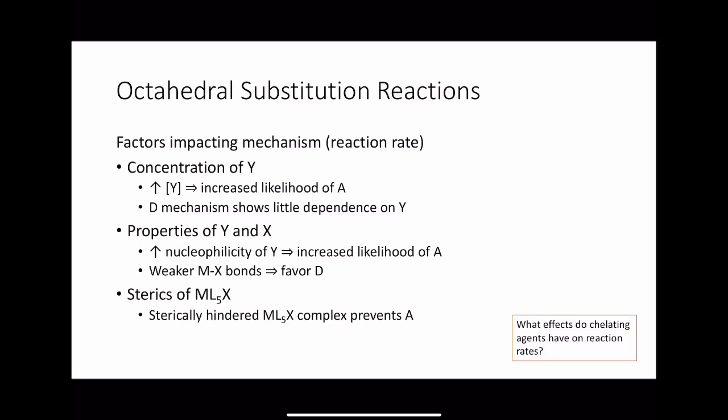A question that I have posed here, and I want you to consider for a bit, is what effects do chelating agents have on reaction rates? So if you consider something like ethylene diamine, how would the reaction rate of exchanging ethylene diamine with 2 ammonia molecules be affected?